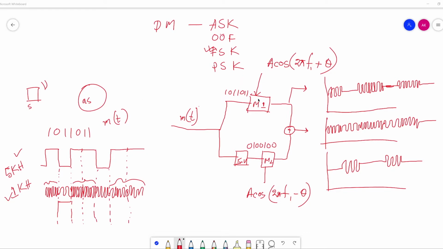So here you can easily see that this is 1, this is 0, this is 1 1, this is 0, this is 1 and 1. So this kind of pattern. So where we are having 0, we are getting the low frequencies, and where we are having 1, we are getting the high frequency. So let's talk about now the demodulation part.